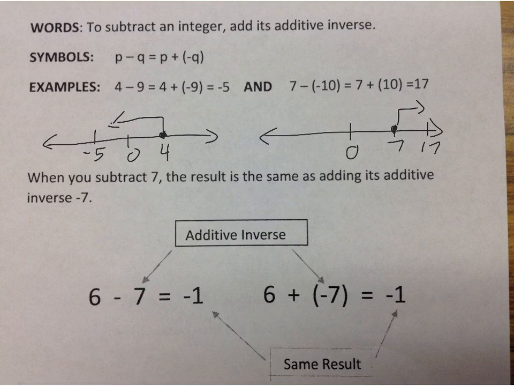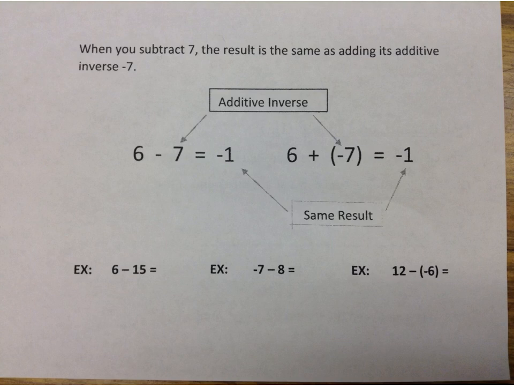So as you can see down here, with the additive inverse, 6 minus 7 equals negative 1. That's the same thing as 6 plus negative 7. The actions are the same. You're still going to the left 7, and you're still ending up at negative 1. Let's try some practice examples.